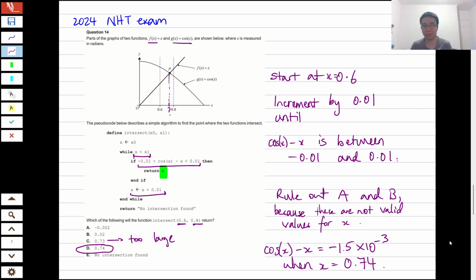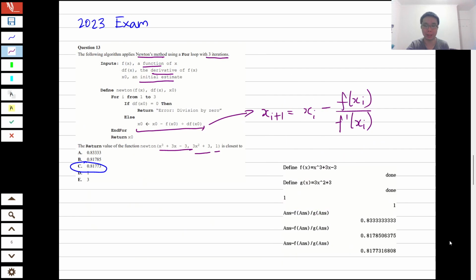I think this question isn't too bad, personally. And they gave you a picture. The picture is really helpful. In this question, there was no picture. You had to know what Newton's method was doing.